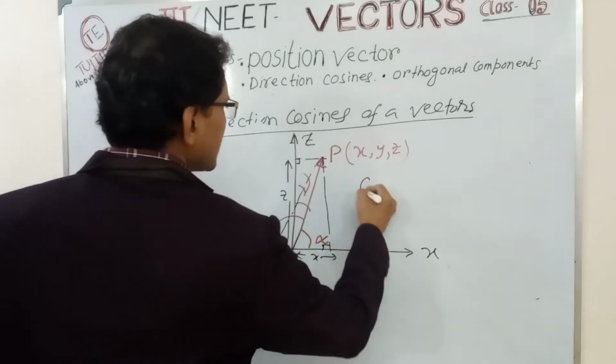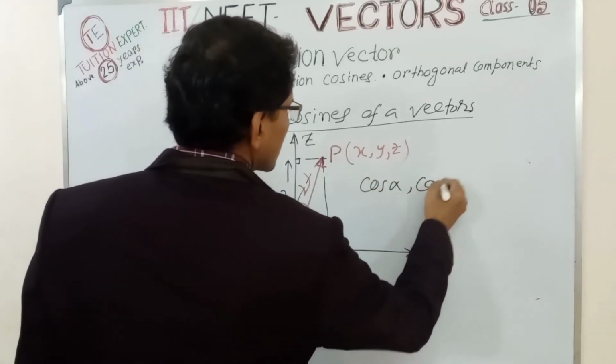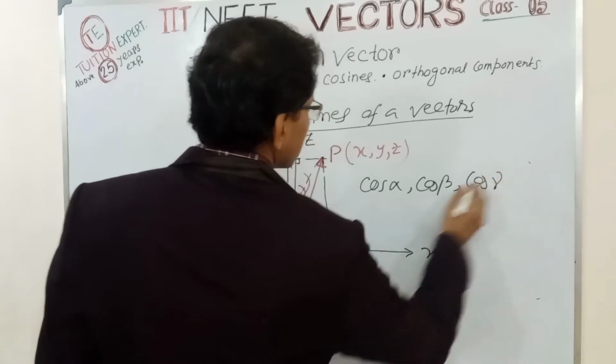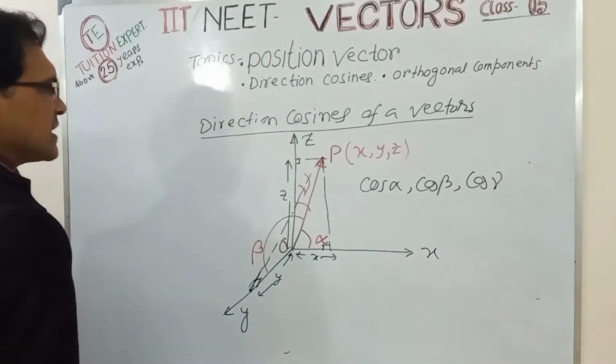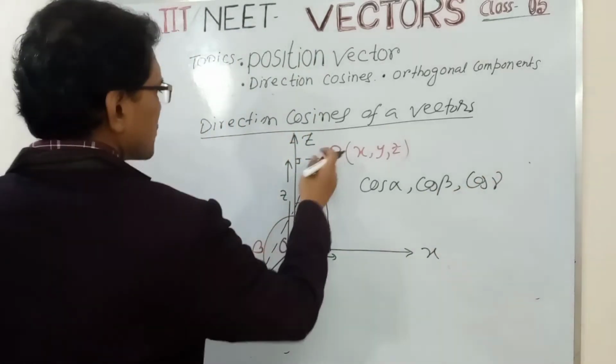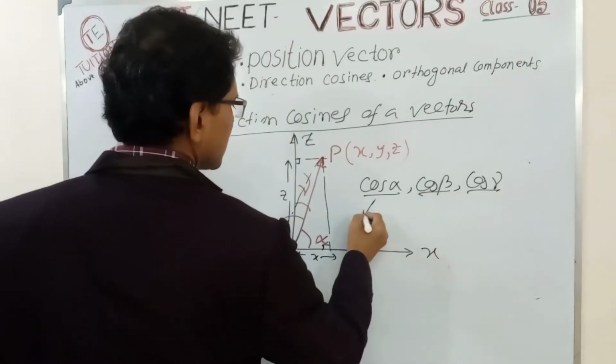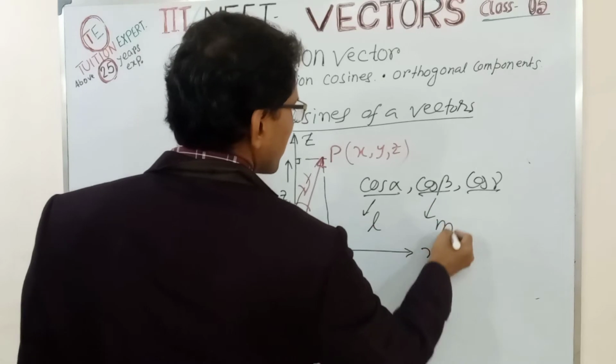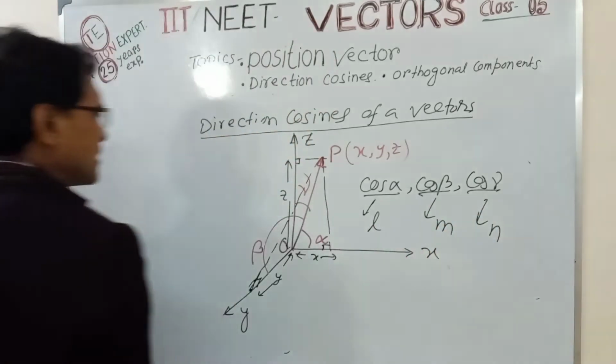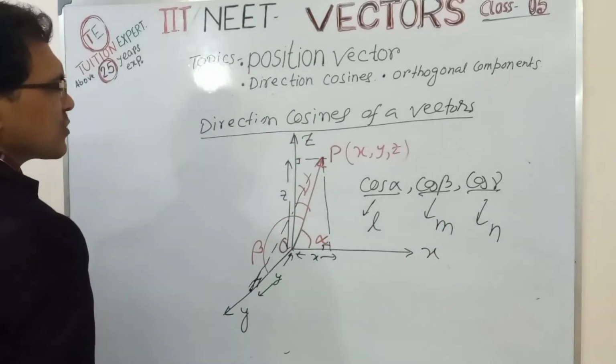So the direction cosines are cos alpha, cos beta, cos gamma. These three terms are called the direction cosines of vector OP, denoted by l, m, n. l, m, n are called the direction cosines of a vector.